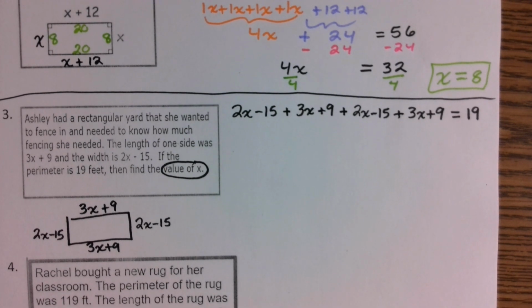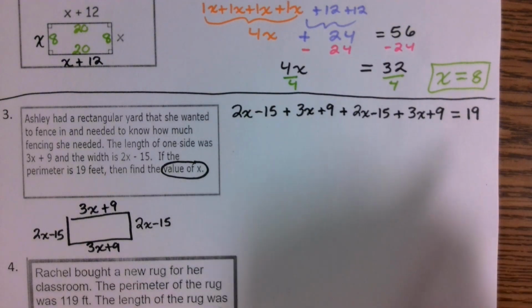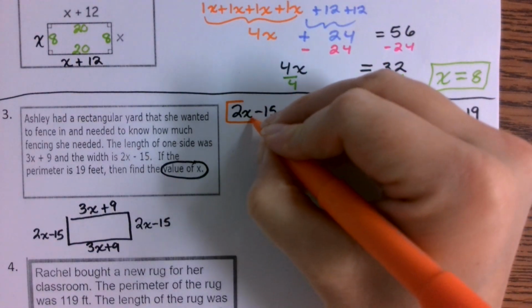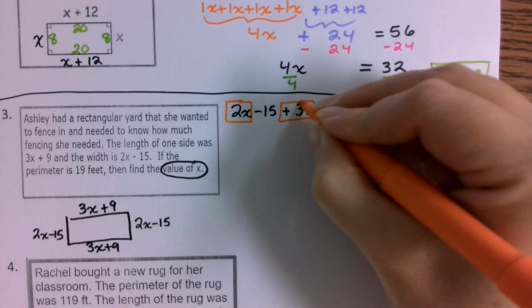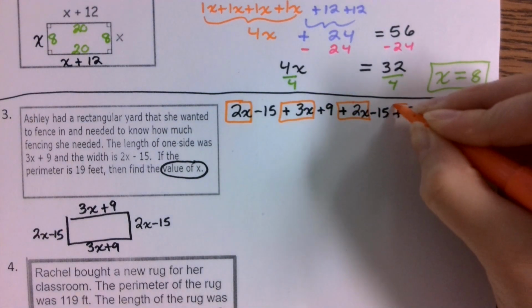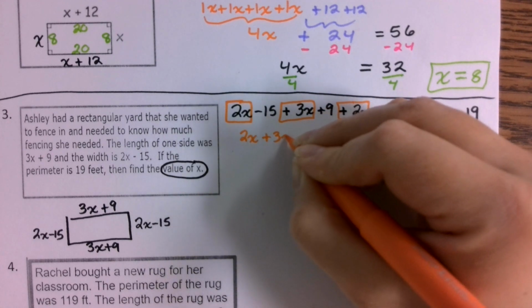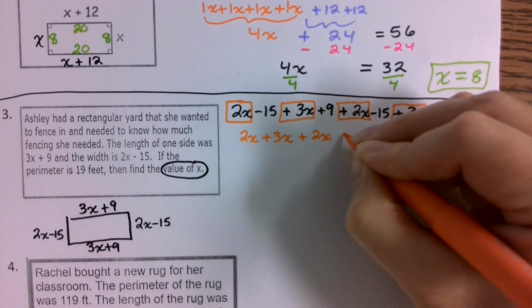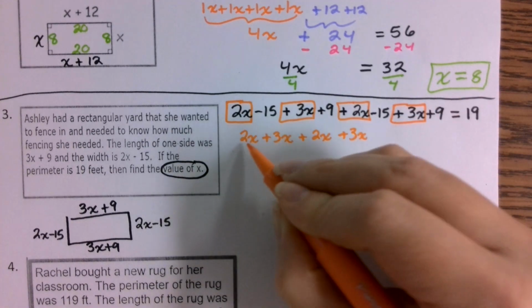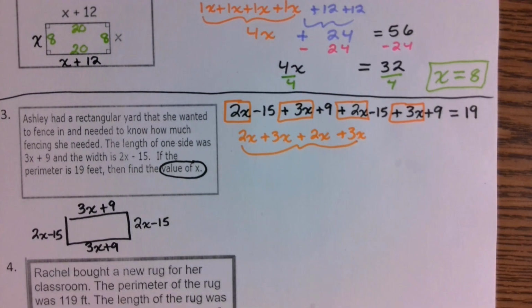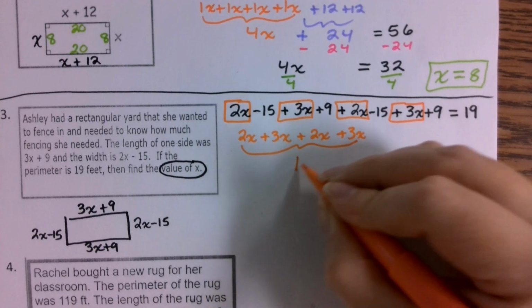Okay, again, we combine our like terms. What are my like terms up here? 2x's and 3x's. We've got several of them, right? We've got 2x, a positive 3x, a positive 2x, a positive 3x. So we're going to add all those together. 2x plus 3x plus 2x plus 3x. So when I add those together, how many x's altogether? 10, right? If I add all that together, it's going to give me 10x.